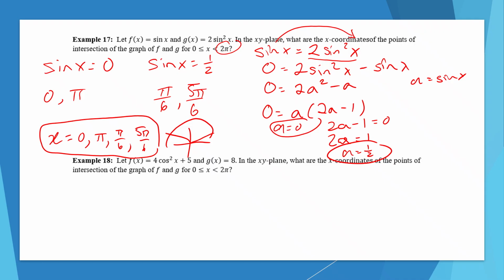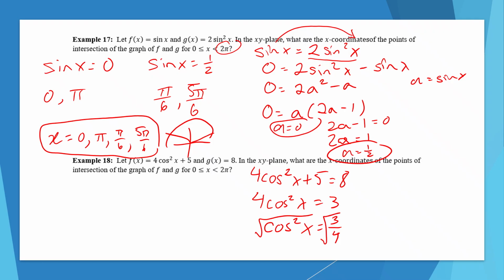All right, let's try 18. Here we're going to do the same thing, set each equation equal. So 4 cosine squared x plus 5 equals 8. This one we only have one term, so it's going to be a little easier to work with. It's like the ones that we started today with. So I'm going to subtract 5 from both sides and then divide both sides by 4. So we have cosine squared x equals 3 over 4. Then we're going to take the square root of both sides to get cosine x equals plus or minus square root 3 over 2.